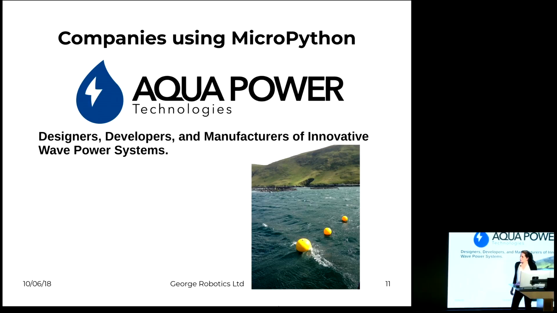The first company I want to talk about is Aqua Power Technologies. It's a UK company based in the Lake District, and they create innovative machines to generate power from marine environments. They have really cool, huge hardware which they put into the sea. It's really amazing. And they are looking into their product called the Aqua Buoy.